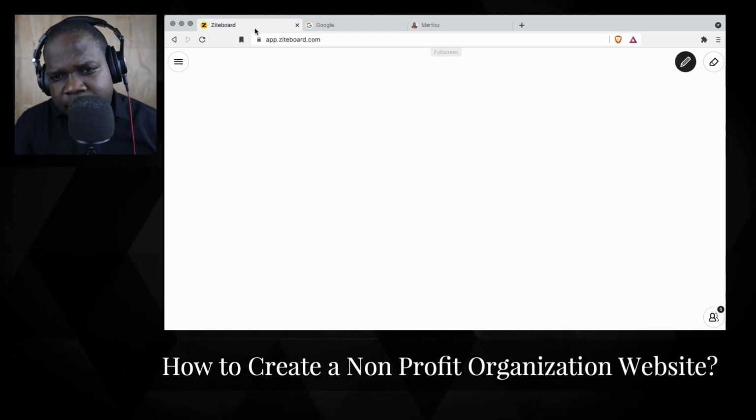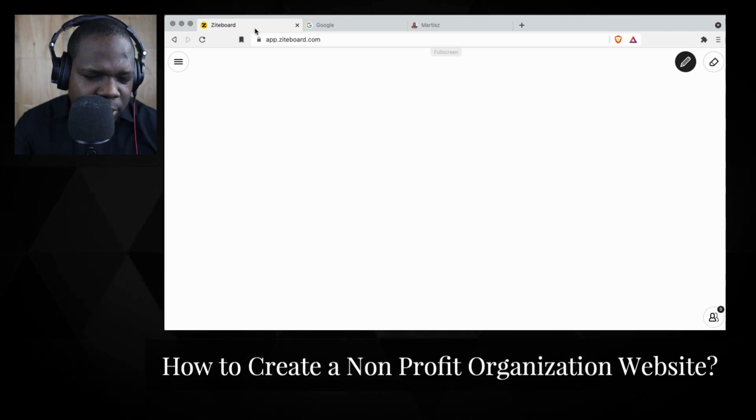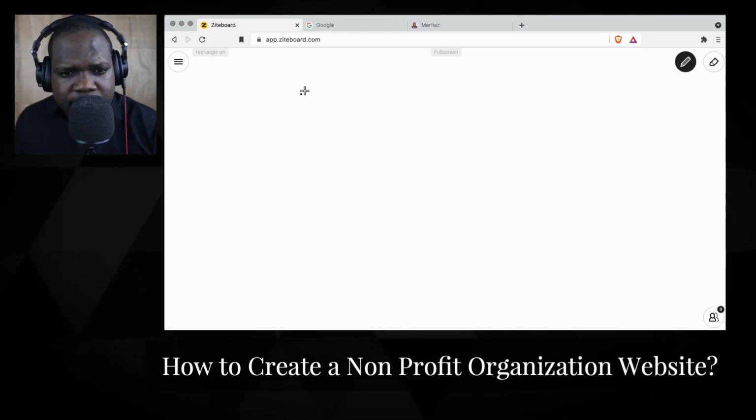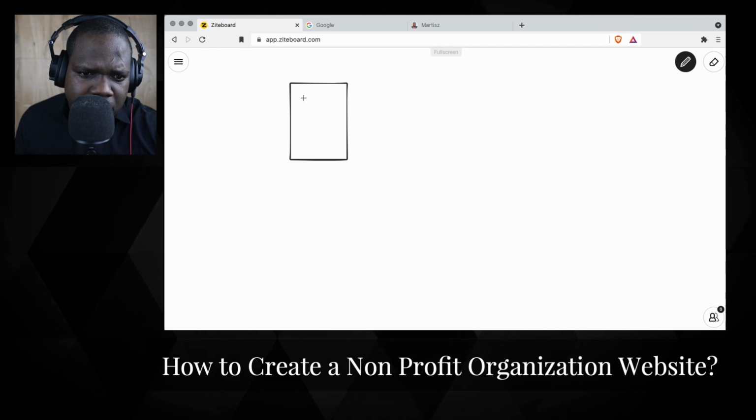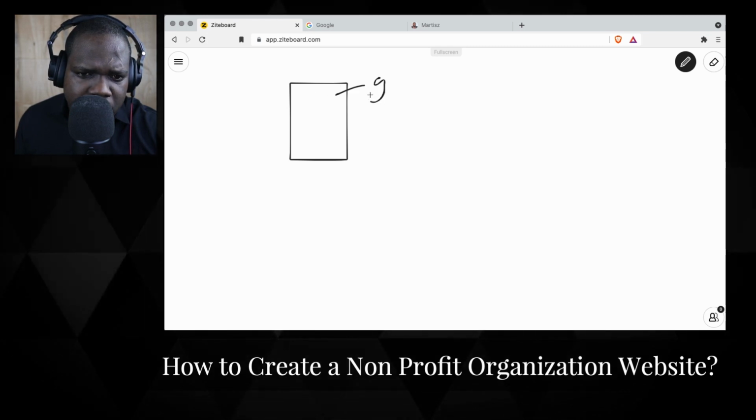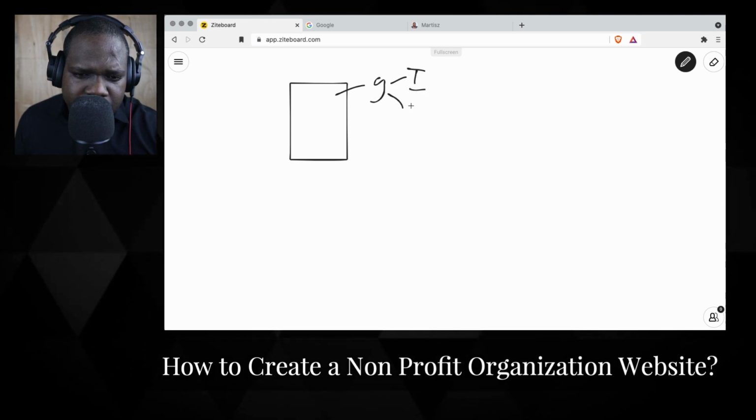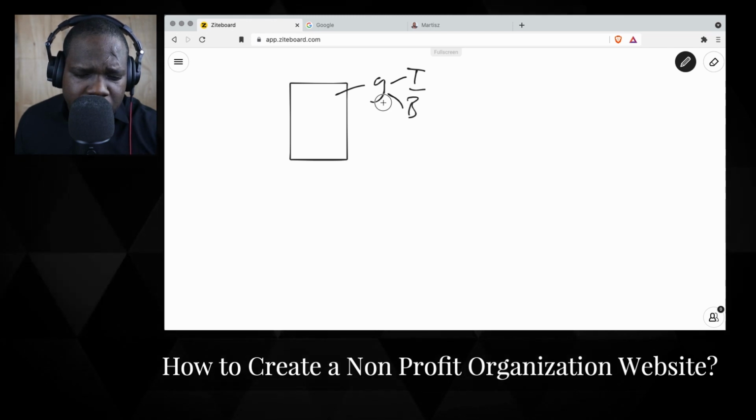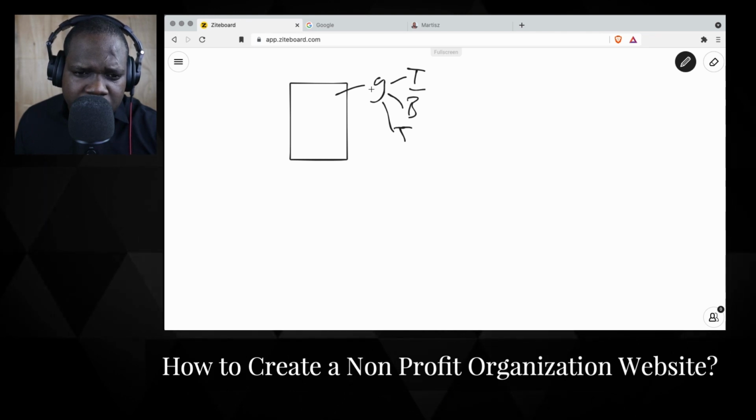If you're thinking about getting your own website, it's important to know what you need it for. So when you have a website, think about, okay, what's my goal? Do I want to inform people? Do I want to get people to buy something from me? Or do I want people to take action? It's important to know what your goal is.